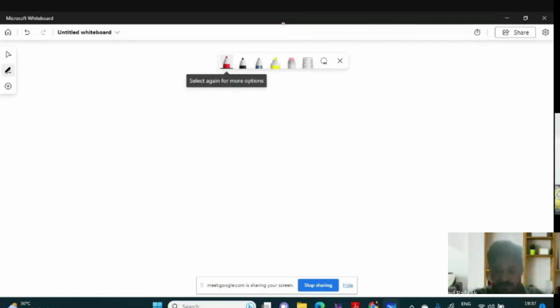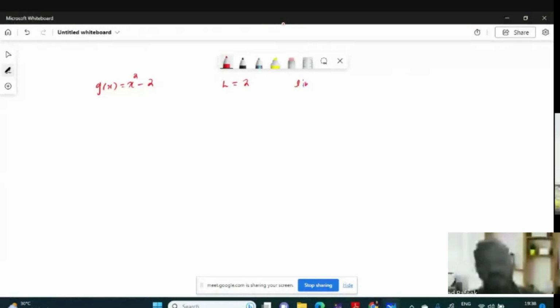Then first you have to take g of x equal to x square minus 2. I think that is the first option. Of course, L equal to 2, because they are given the neighborhood of the root x equal to 2. So L equal to 2, and limit n tends to infinity x n, that is L, is equal to 2.